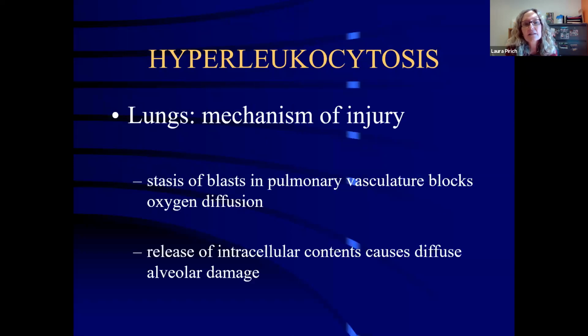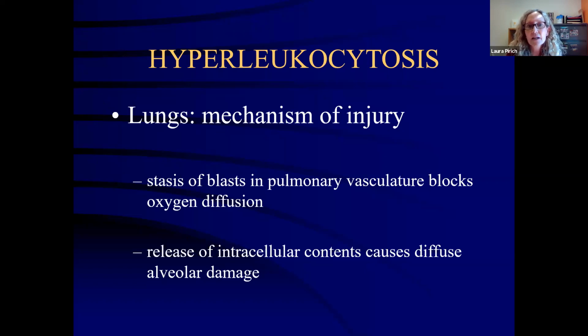What we see in the lungs is there's stasis of the blasts in the pulmonary vasculature, and that's going to block oxygen diffusion. And as those cells lyse, you can also have the release of intracellular contents that can cause diffuse alveolar damage. So this is your patient with a really high white count that has some changes on their chest x-ray and they're hypoxic. Because, y'all know that most patients with a low hemoglobin, you see those iron deficiency patients with a hemoglobin of 3, and they're not hypoxic. So it's not the anemia that is making a patient with hyperleukocytosis hypoxic.